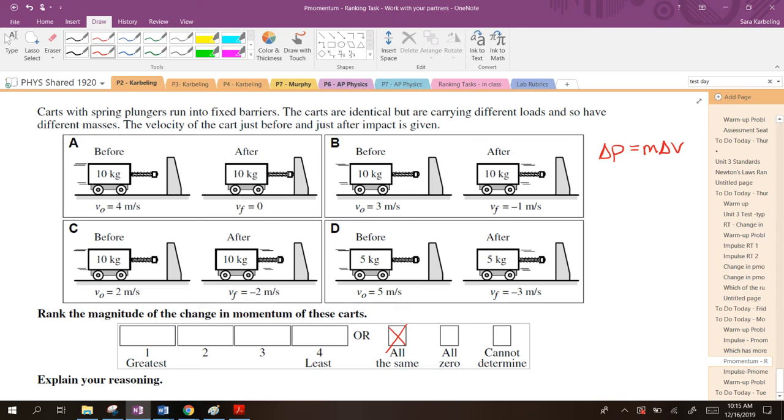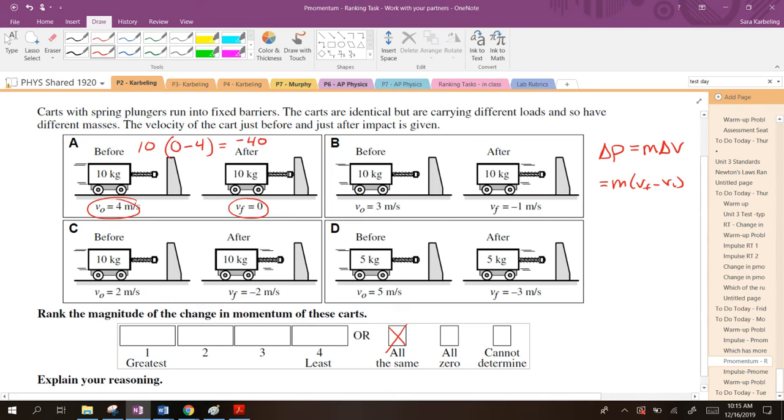So let's do it just to make sure that we're all good. So final minus initial, right? M, V final minus V initial. So we got a final velocity of 0 minus 4. So 0 minus 4 gives me a change in velocity of negative 4 and a mass of 10. Is this right? Are we doing okay? Yeah? So this is negative 40.